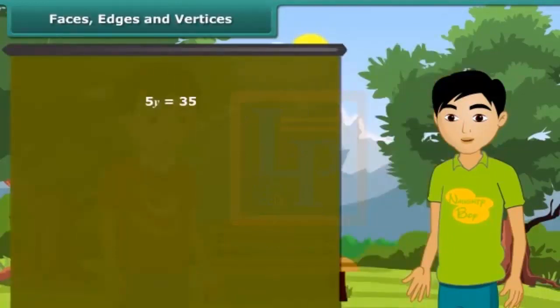Now take the equation 5y is equal to 35. To get just y on the LHS, we will divide both the sides by 5. So we get LHS equal to y and RHS equal to 7. Hence we get the result y as 7.